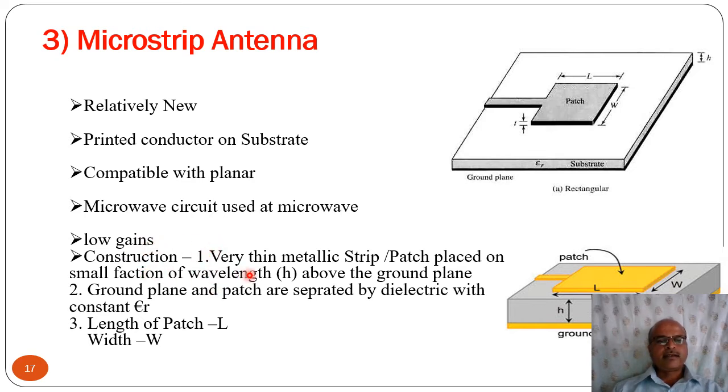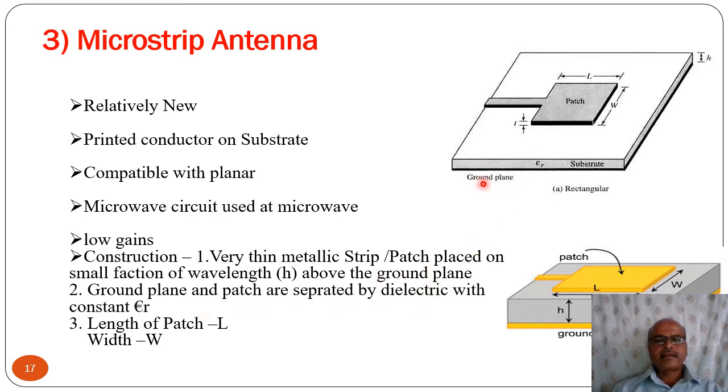In construction, a very thin metallic strip or patch is placed at a small fraction of a wavelength h above the ground plane. So this is a ground plane, and a very thin metallic patch or metallic strip is placed at a small fraction of a wavelength h. This is h, meaning height, a fraction of a wavelength h above the ground plane. This is a ground plane. And as shown in this figure, epsilon r is there, that is, the ground plane and patch are separated by dielectric.